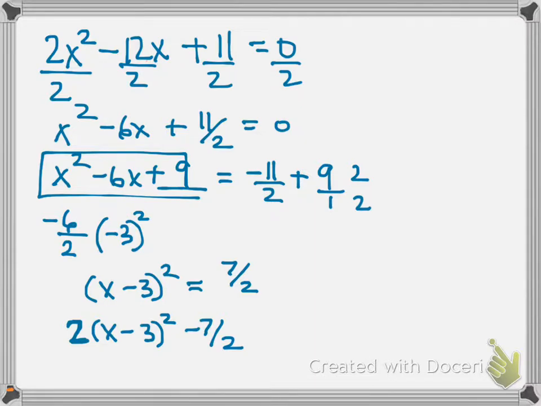So you just put the a back in there, but you also have to put the a back in here. So you got to times it right here. And when you multiply it right here, it cancels out with this 2. So here's my final answer. 2 times x minus 3 squared minus 7.